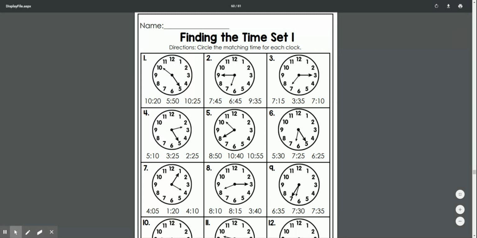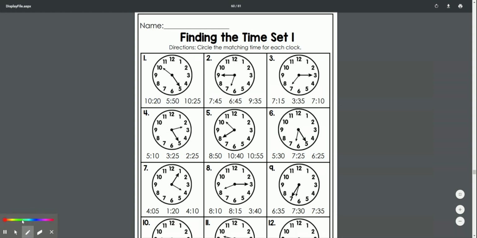Today, we are going to be working on finding the time, set 1. Our directions: circle the matching time for each clock. As you can see, we have a bunch of clocks here, and they are showing a time. We have to figure out which of these is the correct time. We have 3 times for each one, and which one is the correct time on the clock?